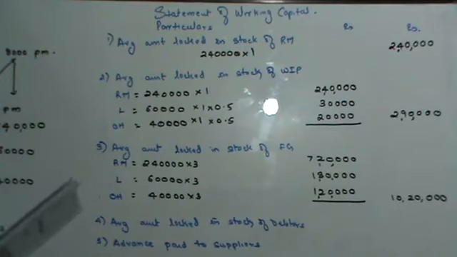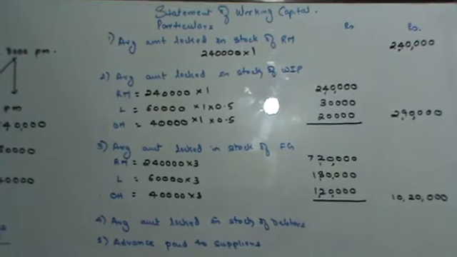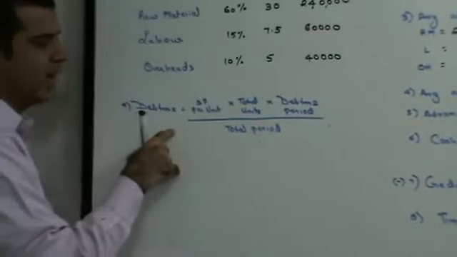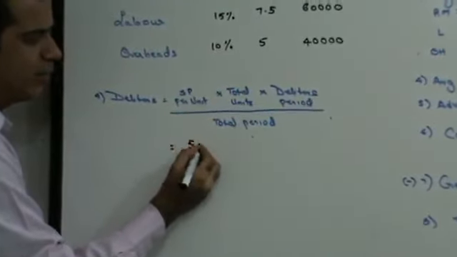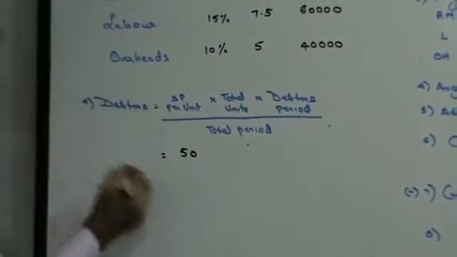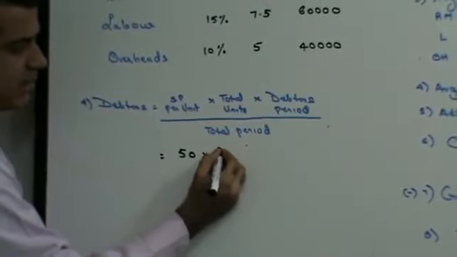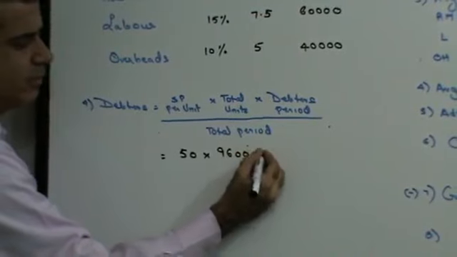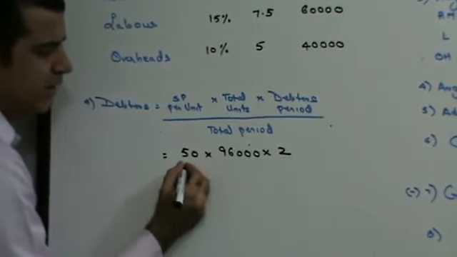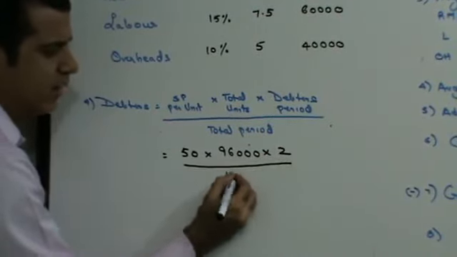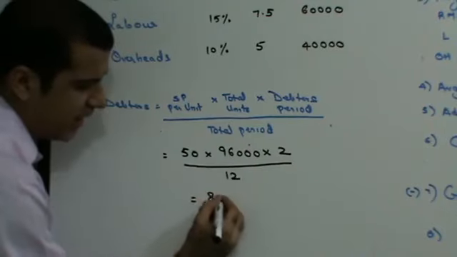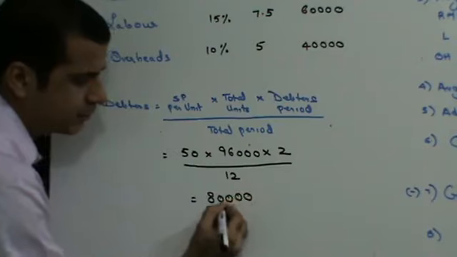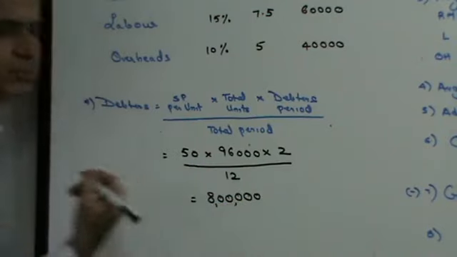Debtors get 2 months credit. Debtors is calculated by this formula: selling price per unit, which is 50, into total units, 96,000, into debtors period, they have said 2 months, divided by total periods, 12 months. So this is going to be 8 lakh rupees. Fine.